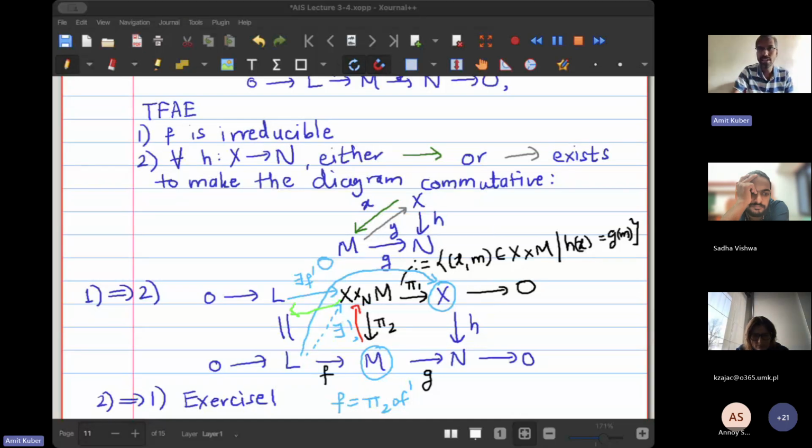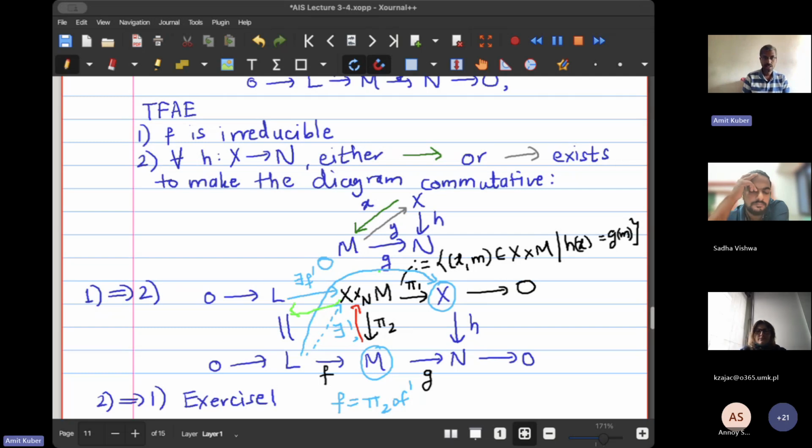Well, we haven't completed the proof, have we? If F dash is a split mono and the top row is an exact sequence, then it is a split exact sequence. So the other green arrow will also exist. Both maps are split together. So in that case, you will have a map from X to M. Okay. So we have proved that 1 implies 2.